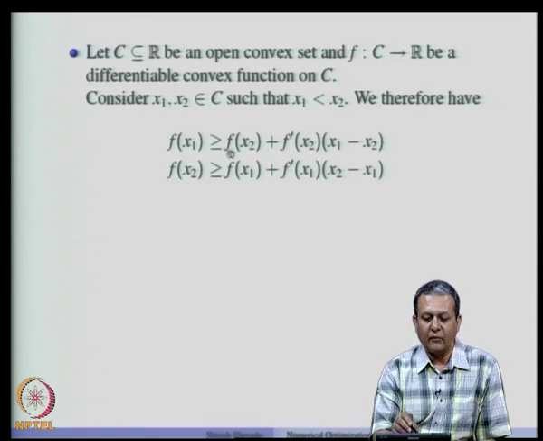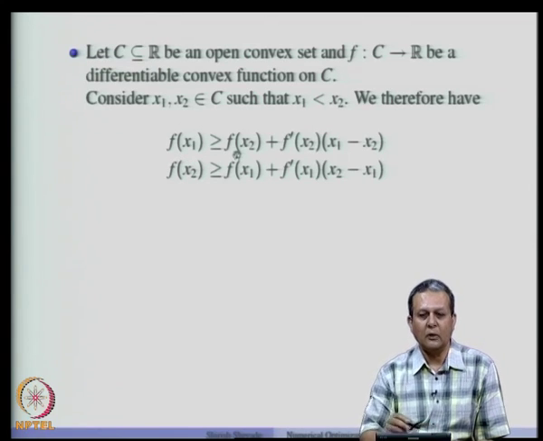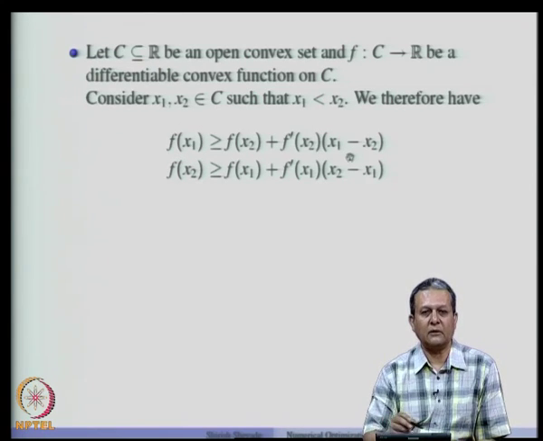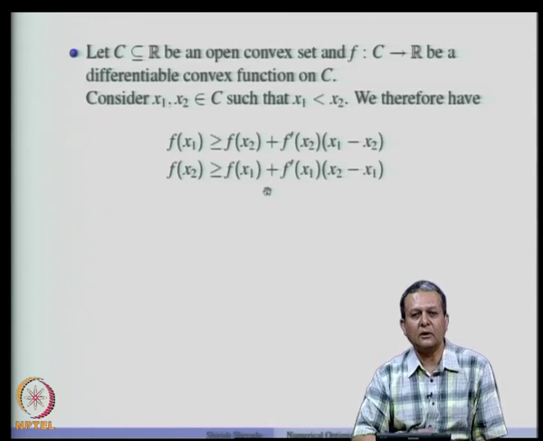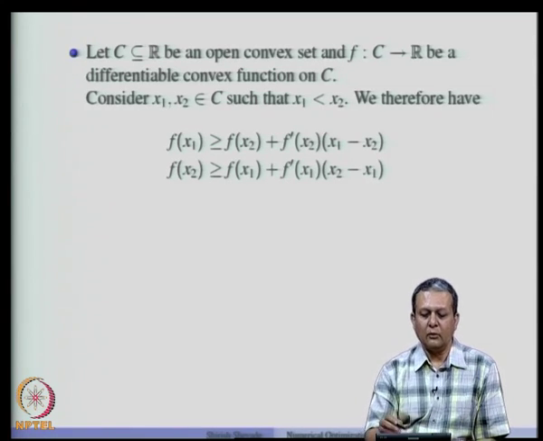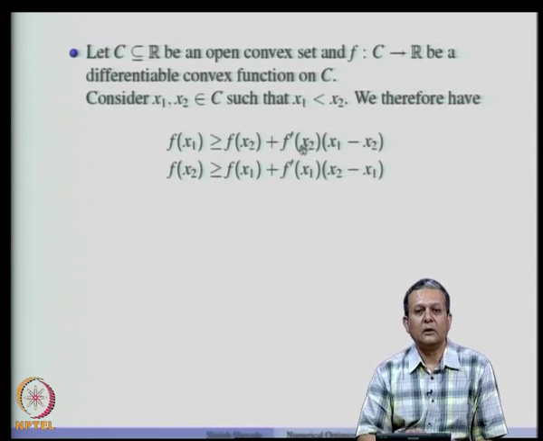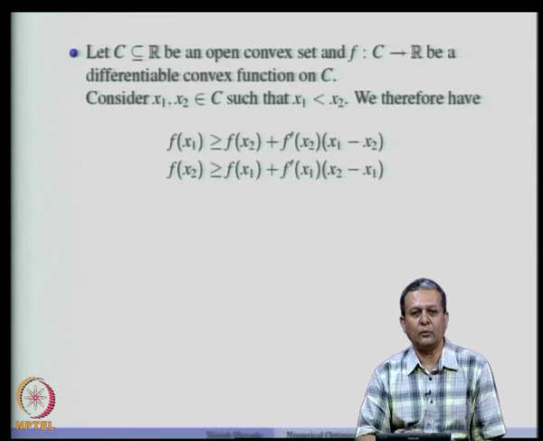By using the theorem that we have studied so far, since x1 and x2 are these 2 points in the domain, f of x1 is greater than or equal to f of x2 plus f dash x2 into x1 minus x2, and similarly f of x2 is greater than or equal to f of x1 plus f dash x1 into x2 minus x1. Now, we are interested in finding out what happens to the slopes of these 2 functions at these 2 points, especially when x1 is less than x2.